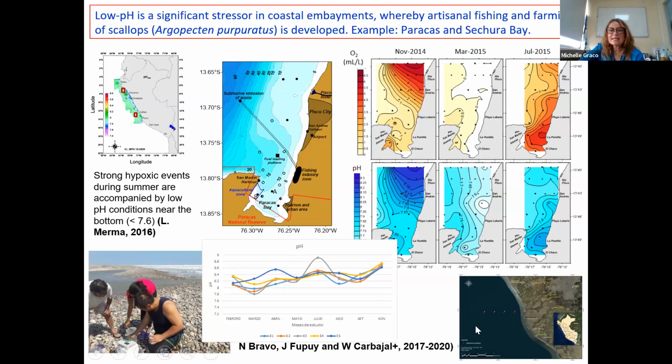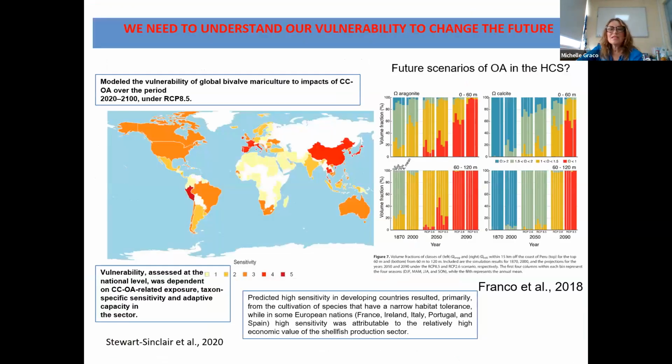And we also have an example from Natalie Bravo, Jorge Fupuyan and Wilmer Carvajal, who started in 2017 in Sechura, and now they continue to perform these activities. We need to measure and understand at different levels, and the studies and work in the bays are very important, because we need to understand what the future is.